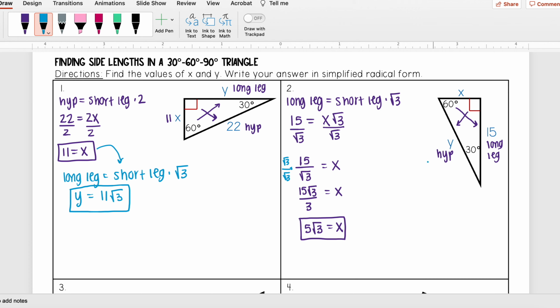Okay, now I can go ahead and find my hypotenuse. So I know that my hypotenuse is equal to the short leg times 2. My hypotenuse is y, so I have y is equal to the short leg we just found to be 5 square root of 3, so I have 5 square root of 3 times 2. And now here again, be careful when I'm multiplying by 2, I have to multiply the 2 with the 5, not with the square root of 3, because 2 is not under the square root. So 5 times 2, I get 10 square root of 3.